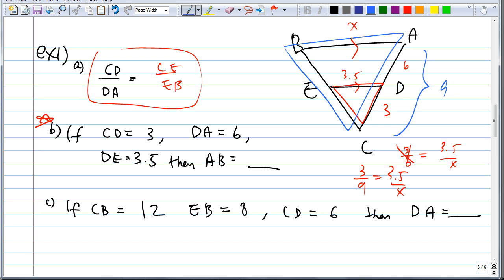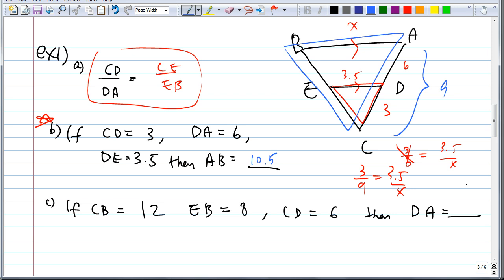How many people got this? Raise your hand. All right, so what does it come out to? Young, what's the answer? Correct. It comes out to be 10.5. Guys, do you see why I put a star on this? If you just blindly use 3 over 6 equals 3.5 over X, you're not going to get it right. You have to know what you're really doing. All right, let's look at C.